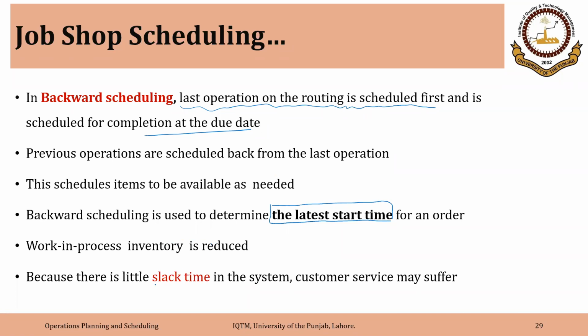So again, slack time is a term from project scheduling. This is the cushion that you have in your plan, the extra time that you have in your plan. So that is called slack time. So generally speaking, you have more slack time in forward scheduling than you have in backward scheduling.